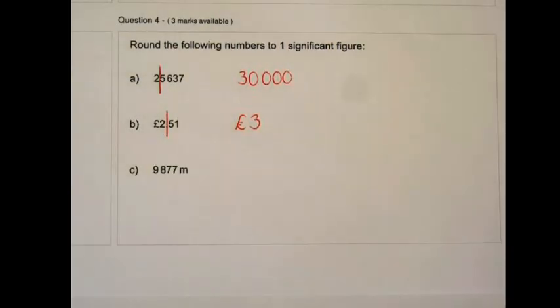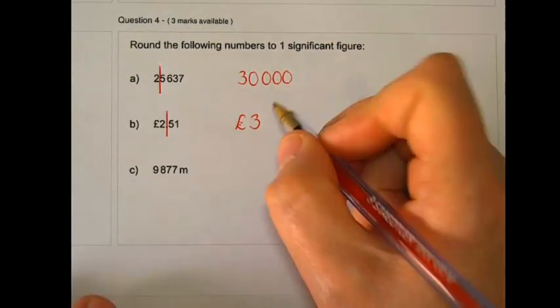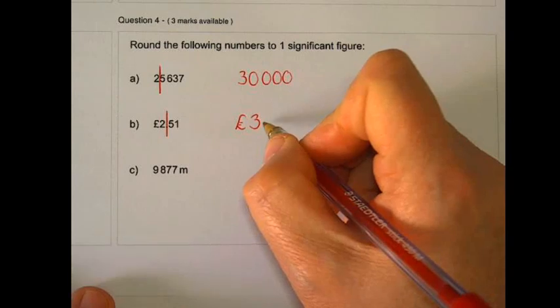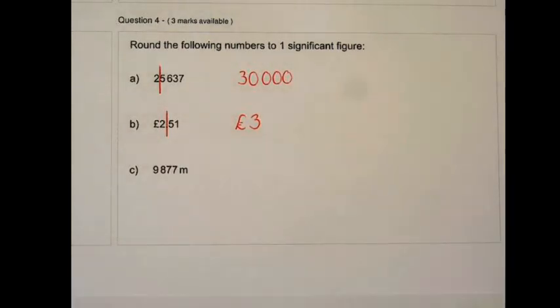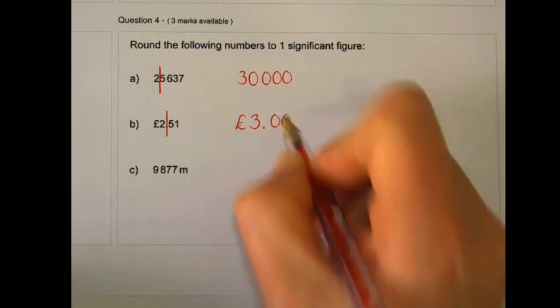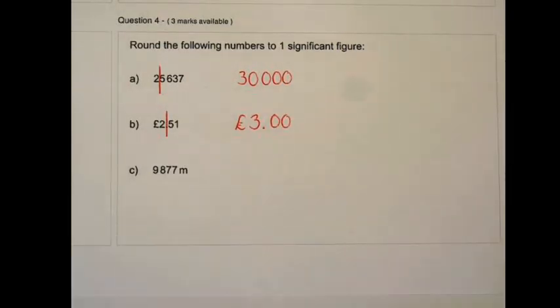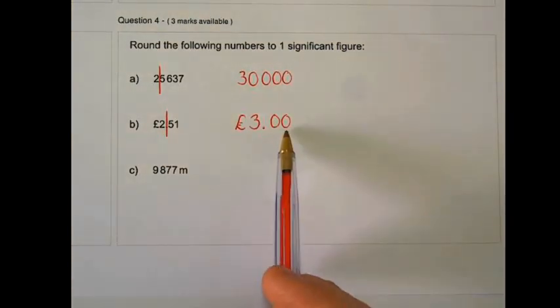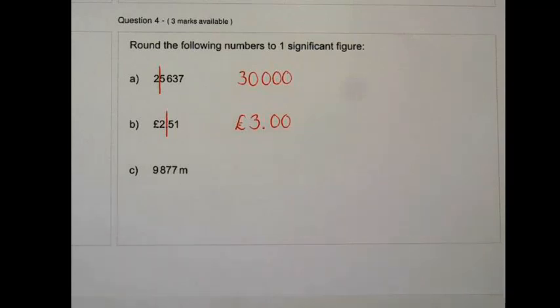Okay. Because we've got a decimal point here and we've got a pound sign, we know that we're talking about pounds and pence. So we've got to show that in our answer, that we've got pounds and pence. So the 3 is our first significant figure, and then we just put 0, 0 here for our placeholders to show that we've got our pounds and pence there.